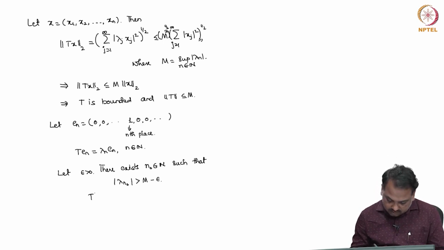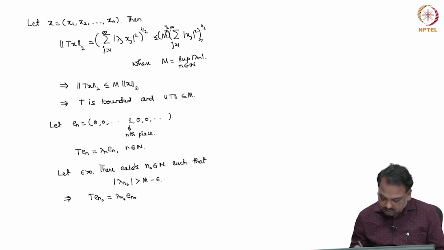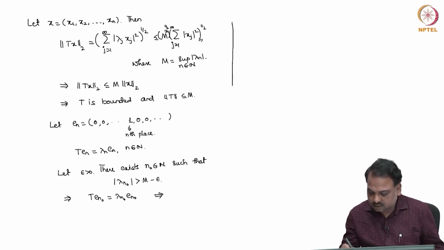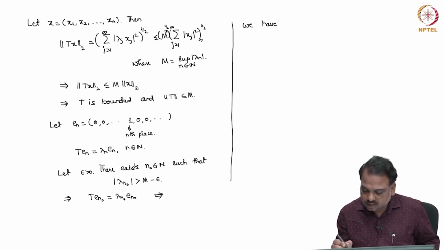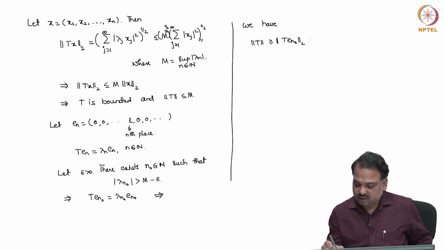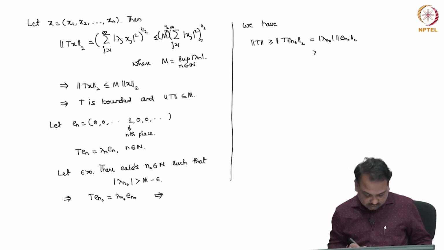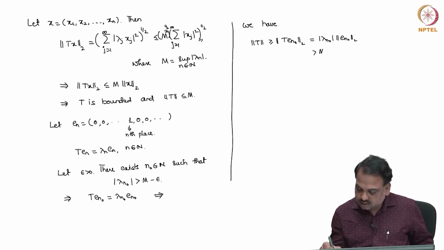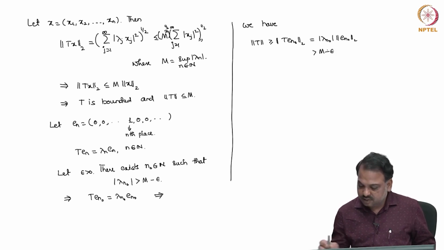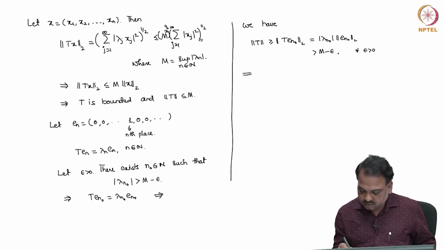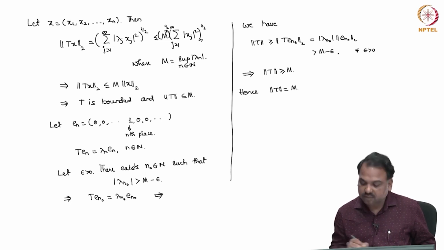So that means T of En naught is lambda n naught En naught. So we have norm of T is bigger than or equal to the L2 norm of T En naught. But this is mod lambda n naught times norm of En naught, which is 1, and we know that mod lambda n naught is bigger than m minus epsilon. Now this happens for every epsilon. So from this we can conclude that norm of T is bigger than or equal to m. Hence we can conclude that norm of T is exactly m.